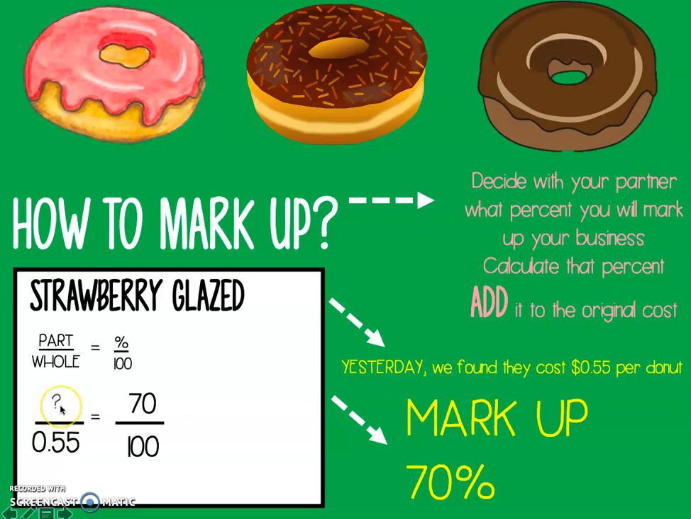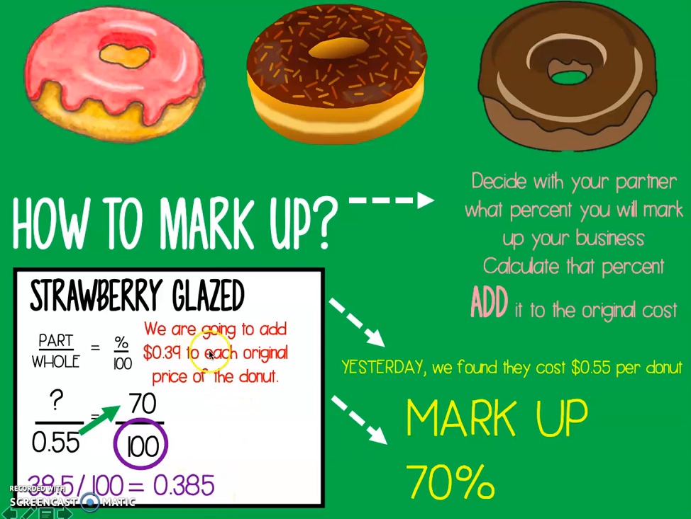And then the part that we are marking up, that's our question mark. That's what we don't know. So now we're going to cross multiply and divide. I'm going to cross multiply 55 cents times 70, and we get 38.5. I'm going to divide that by 100 because that's what's remaining, and I get 0.385, which would round to 0.39.